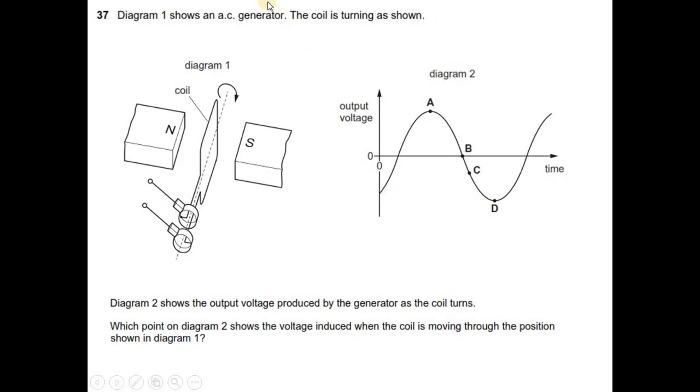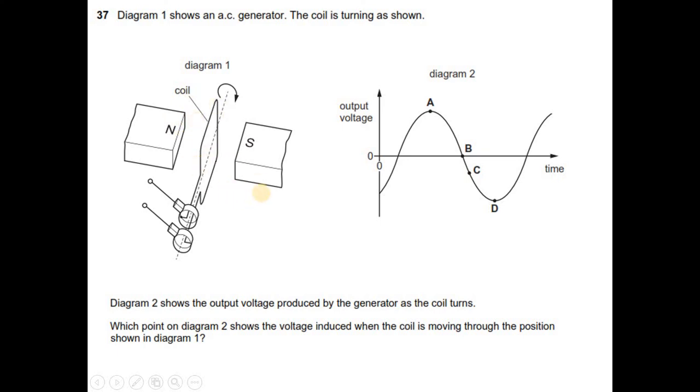37. Diagram 1 shows an AC generator. The coil is turning as shown. Diagram 2 shows the output voltage produced by the generator as the coil turns. Which point on diagram 2 shows the voltage induced when the coil is moving through the position shown in diagram 1? So we have different positions A, B, C, and D. Which voltage is going to be produced at the given position?